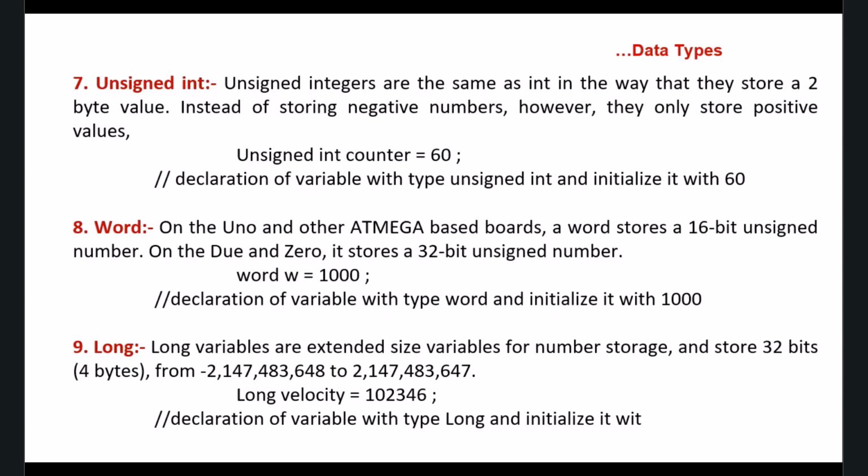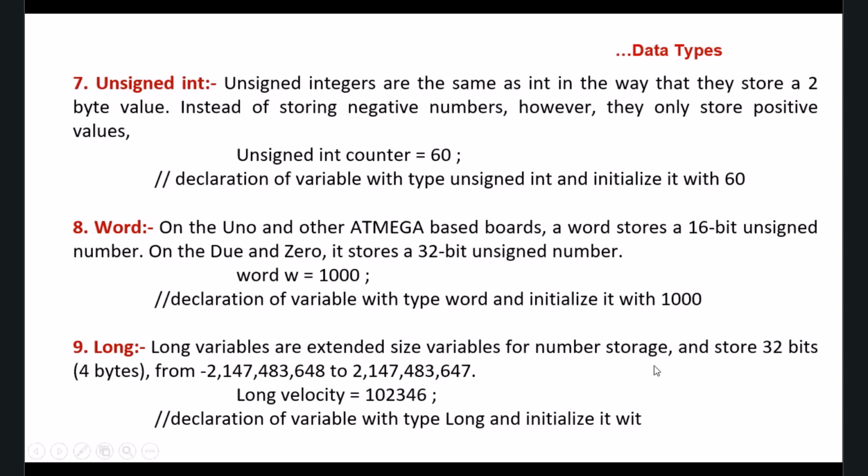Now, the next data type that we'll talk about is the word. On the Uno and other ATmega based boards, a word stores a 16-bit unsigned number. On the Due and Zero, it stores 32-bit unsigned numbers. Let's take an example of the word data type. So word w = 1000. Declaration of a variable with type word, initialized with 1000.